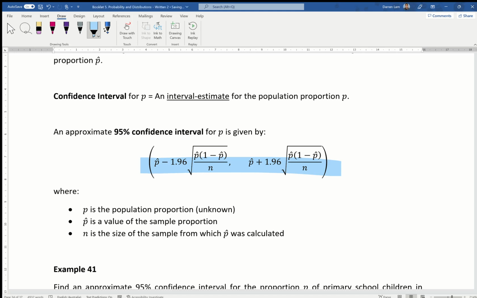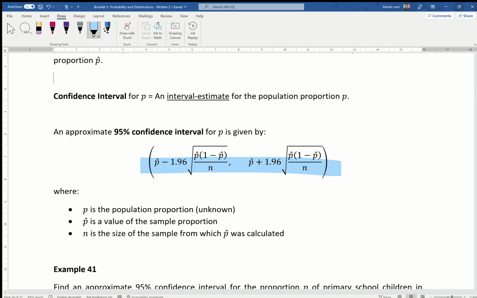Just to be clear, it is not saying that 95% of our data is within here. That is not what we're saying. In fact, what we're saying is that we have a 95% chance that the actual value is going to be between these 2 points. P represents the population proportion. It's unknown for us. The P hat is the value of the sample proportion, and N is the size of the sample from which P hat is calculated.